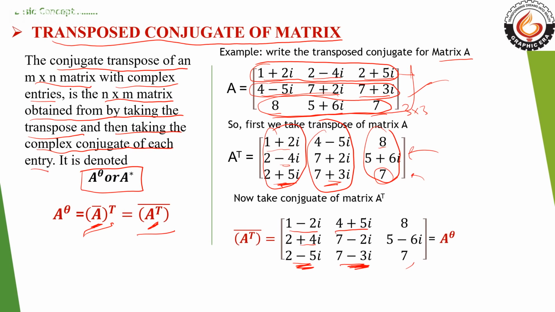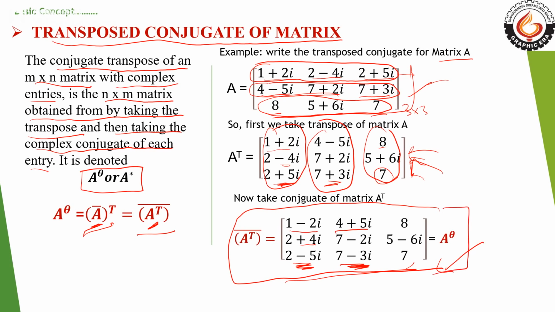So when we take the conjugate of the matrix A transpose, we get 1 minus 2 iota and so on, that is the transpose conjugate of the matrix A. Here we say this matrix is denoted by A star or A theta. This is a transpose conjugate, or say conjugate transpose, of that matrix.